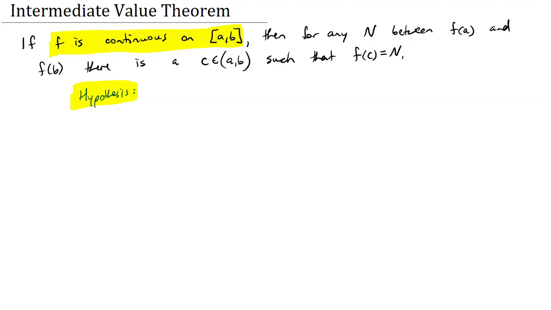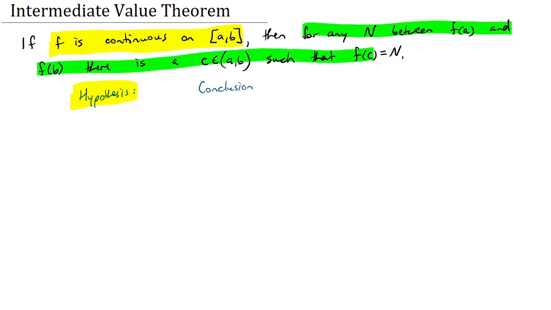Then we have a conclusion. The conclusion of a theorem is what you can gather if the assumptions are met. And in an if-then statement, the conclusion is everything that follows the then. So this says any n value between f of a and f of b, we can find a c in the open interval such that f of c equals n.